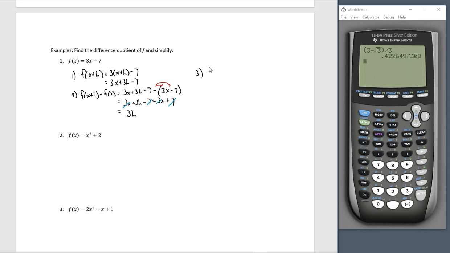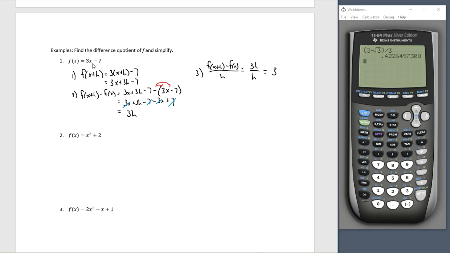Step 3, now I divide by h. So now I'm going to put the whole thing together because I have the results from the numerator. When I divide by h, I get 3. So the difference quotient, just like the average rate of change for a linear function, is just the slope.